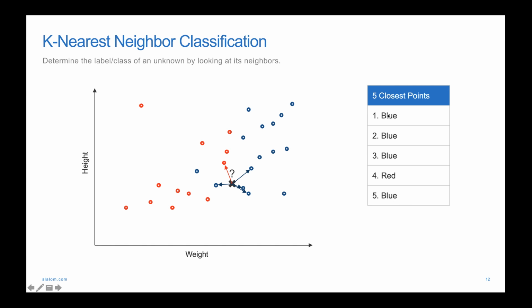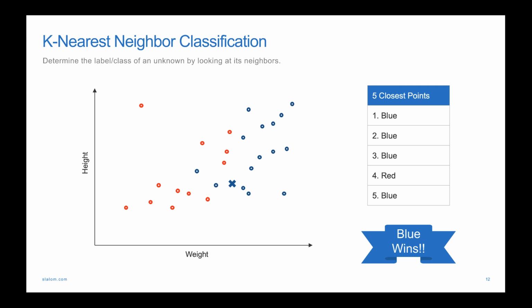And then you do a voting scheme where you just vote to say, of these 5, which one of my classes, which one of my colors, has the most. So in this case, there's been 4 blues and 1 red. So we would take our X and say, you know what, we predict that this is going to be blue. So this is just one method of what's known as classification.